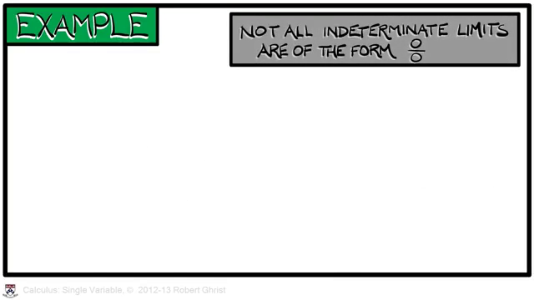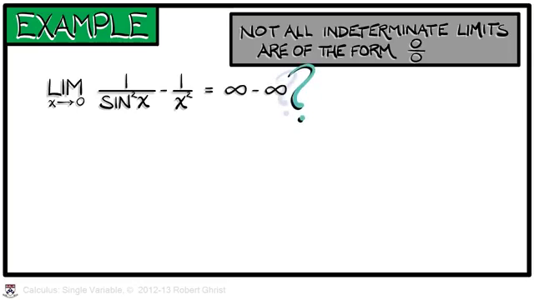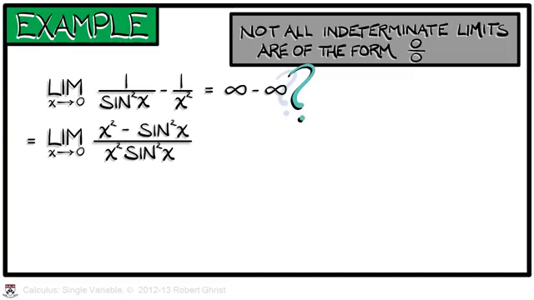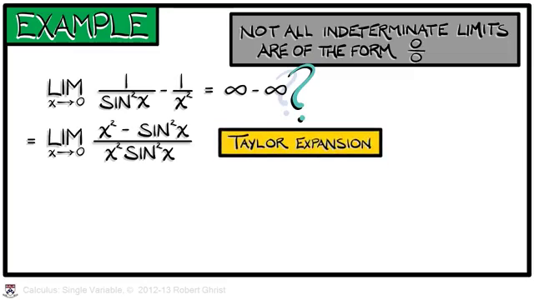Now, not all tricky limits are in the form of 0 over 0. For example, the limit as x goes to 0 of 1 over sine squared x minus 1 over x squared. Evaluating looks like infinity minus infinity. That's not going to work. So, let us put this over the common denominator of x squared times sine squared of x. The resulting numerator is x squared minus sine squared of x. And now we can apply L'Hopital's rule, or, in this case, Taylor expansion.